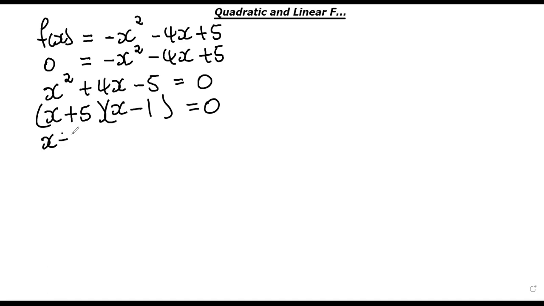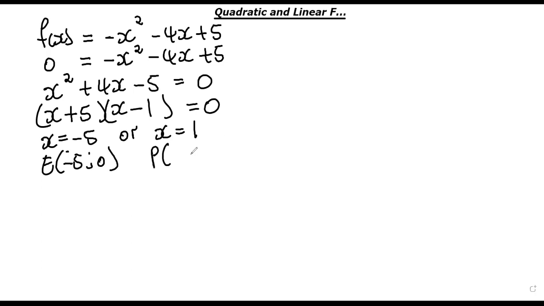We apply our zero factor law. So this means the value of x will simply be -5, or it's just going to be +1. So these are the two x-intercepts. But now one thing we know is that the point E is on the negative x-axis. So it means the coordinates of point E will simply be (-5; 0). Then the coordinates of point P will simply be (1; 0).